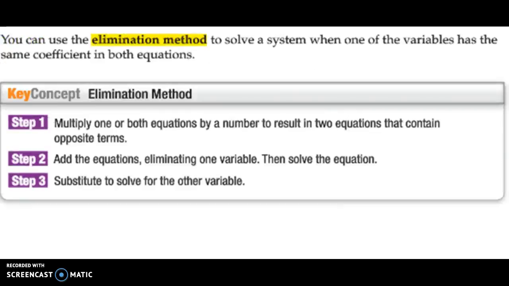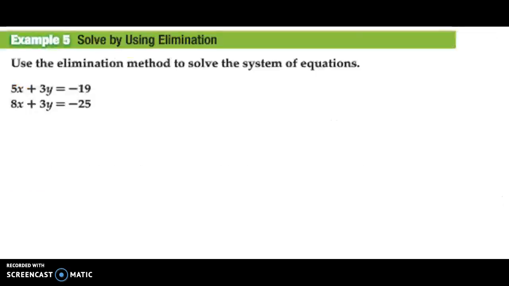Another method of solving systems of equations is the elimination method. Elimination is where you make sure that one of your variables, one of the coefficients, is the exact same. Then you can add or subtract down to eliminate one of them, solve for the one variable, and plug it back in to find the other. So we'll see one right here.